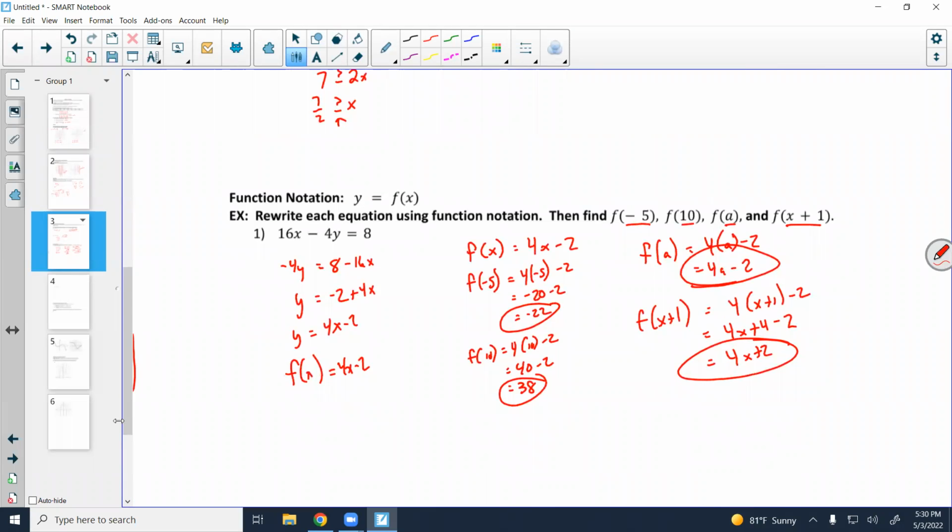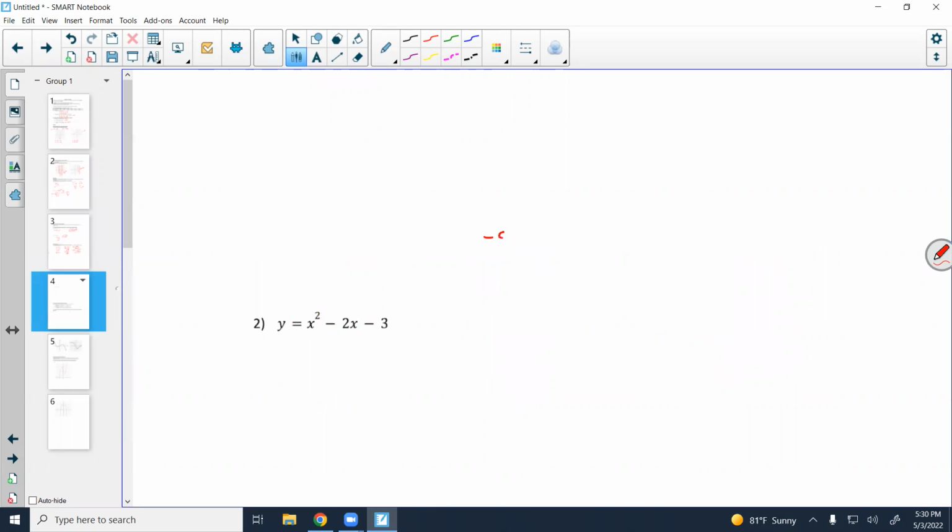Negative 5, 10, a, and x plus 1. So we have this in the right format. We have f of x equals x squared minus 2x minus 3. So f of negative 5 is equal to negative 5 squared minus 2 times negative 5 minus 3, which is 25 plus 10 minus 3, which is 32.